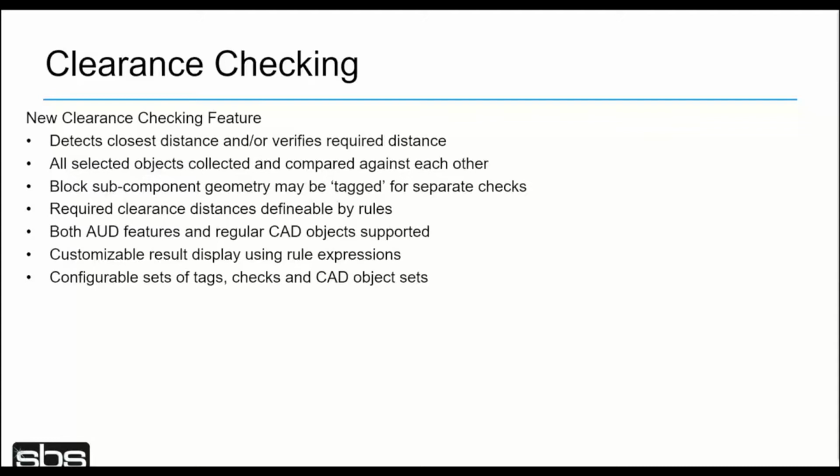It also introduces a capability where you can tag sub pieces of the geometry. If you have 3D blocks that are large assemblies or large pieces of equipment with various components that need different checking on different parts of those components, those subcomponents can be tagged so that only those subcomponents are checked in terms of the clearance.